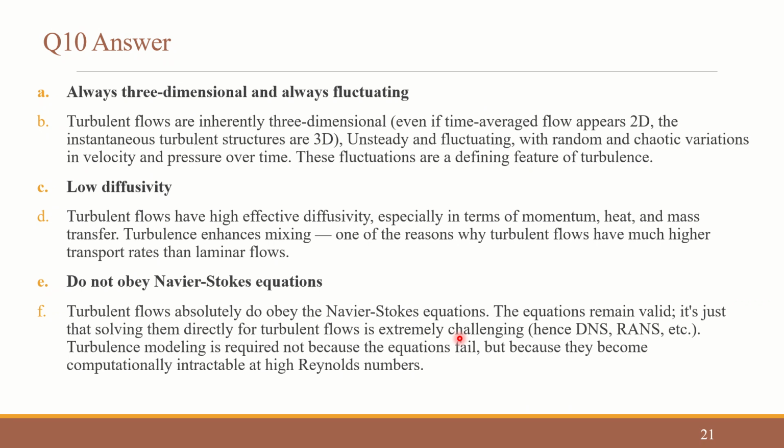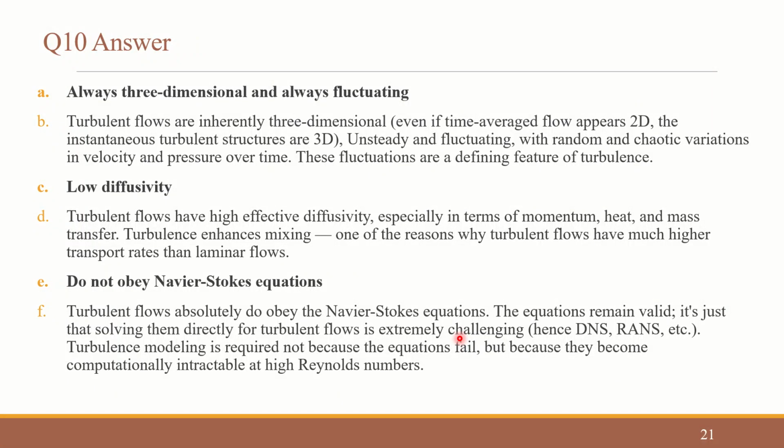We are solving for the unsteady and fluctuating systems with random and chaotic variations in both pressure and velocity over time. And these fluctuations are defining characteristics of turbulent flows. Turbulent flow systems have higher effective diffusivity, and this helps in having higher transport rates than laminar flows. And lastly, they do not obey Navier-Stokes equations.